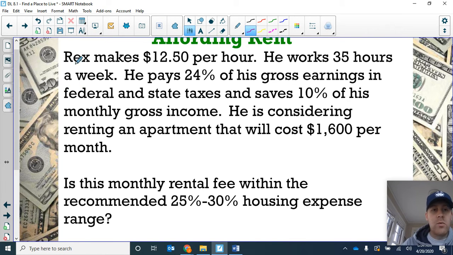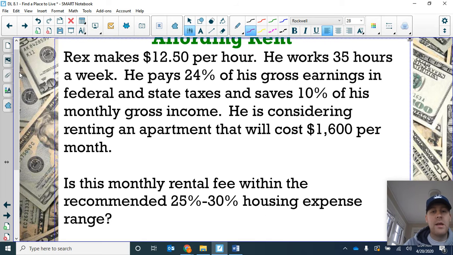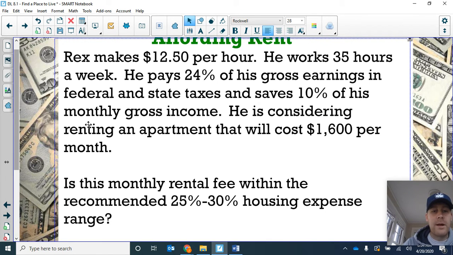All right. So Rex makes $12.50 per hour. He works 35 hours a week. He pays 24% of his gross earnings in federal and state taxes and saves 10% of his monthly gross income. He is considering renting an apartment for $1,600 per month. Okay. So we want to know, does that fall within the 25 to 30% guideline? So we want to figure out what percentage this $1,600 is in comparison to how much he makes. Well, first we have to figure out how much he makes. So it's $12.50 per hour. So we want to figure out essentially what he makes per month.